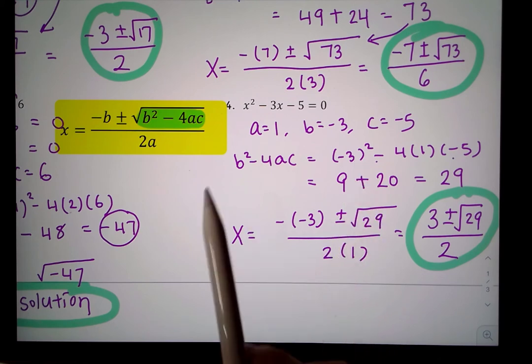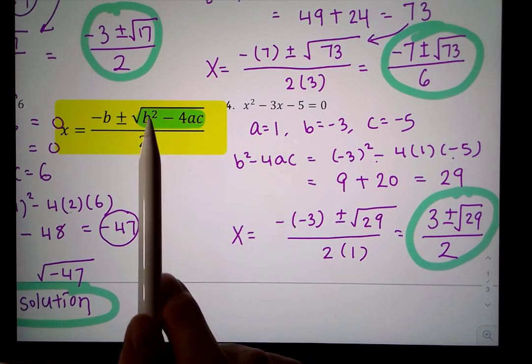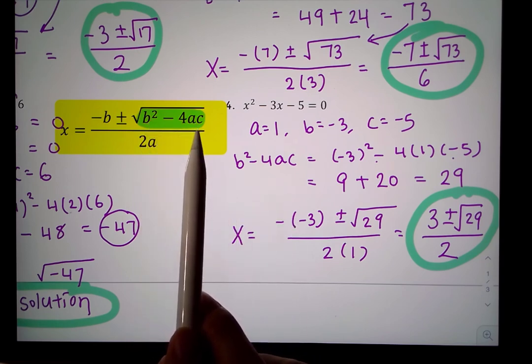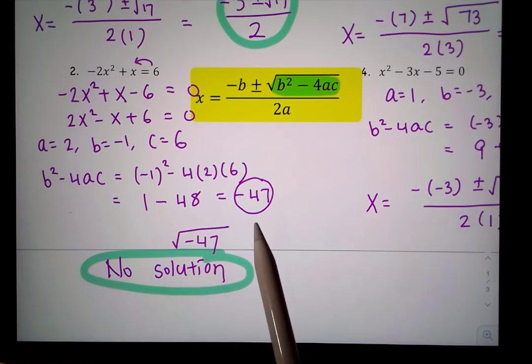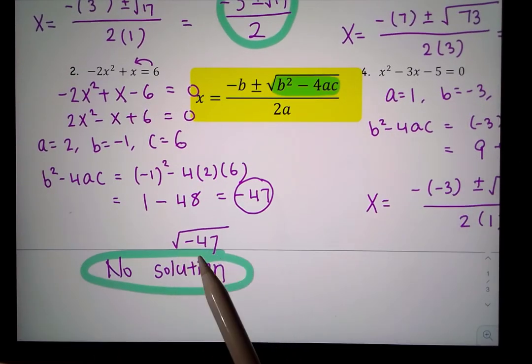Okay, and I told you, inside of the radical, we cannot have a negative number. So once you get negative like that, then you have to stop there. We are not getting a solution, because square root of negative 47 is not a number. All right, that's an imaginary number, but you will learn it in Algebra 2, not now.